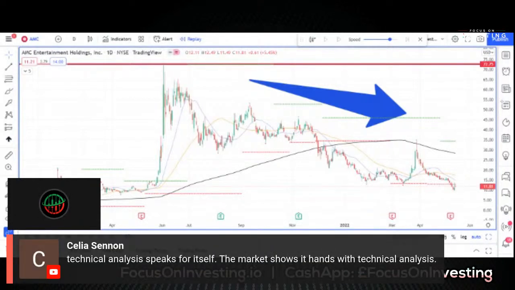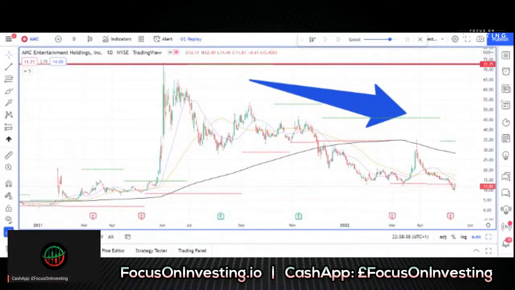We have a comment from Celia, says that technical analysis speaks for itself. The market shows its hands with technical analysis. And this is exactly what I'm talking about. This is why I like technical analysis over fundamental analysis. Fundamental analysis is a lot of the time based on news, noise, opinions and hearsay rather than something you can tangibly prove, right? So again, this is what we do here at Focus on Investing. We teach you how to do this.